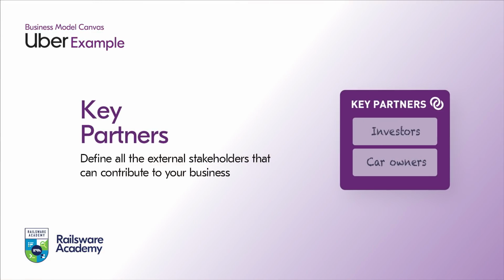In the Key Partners section, you need to define all the external stakeholders that can contribute to your business. We advise you to map them to key activities and key resources, if any. For the Uber example, investors can fuel the development of the tech platform. Recruiting partners can help with hiring drivers, and so on.